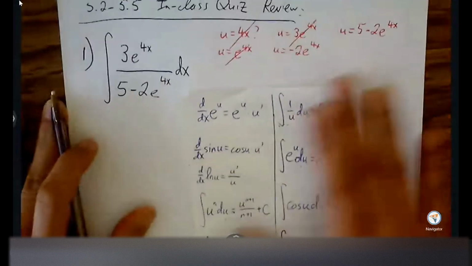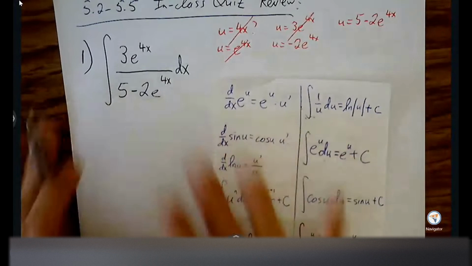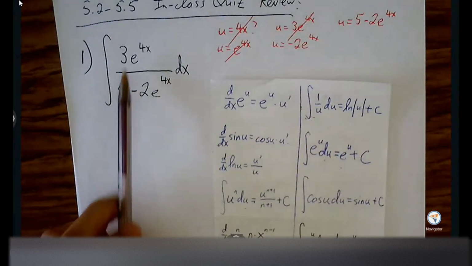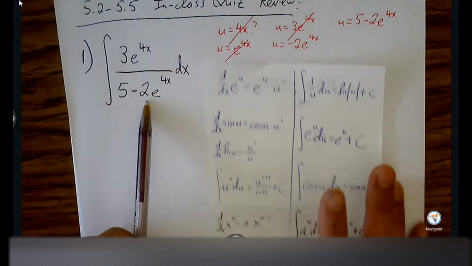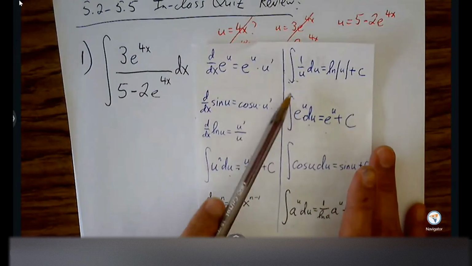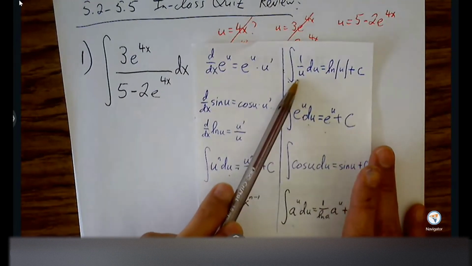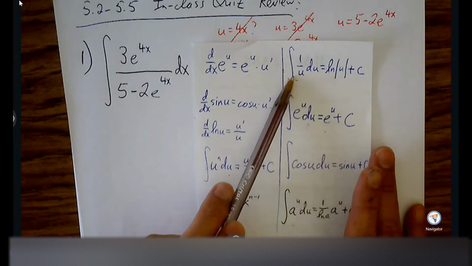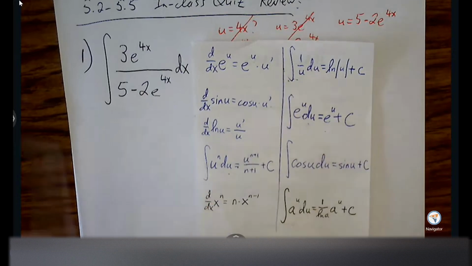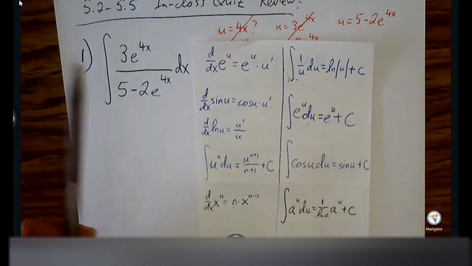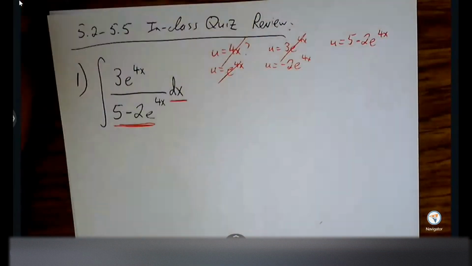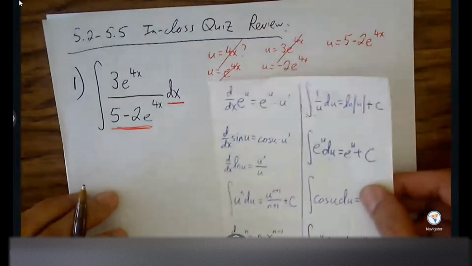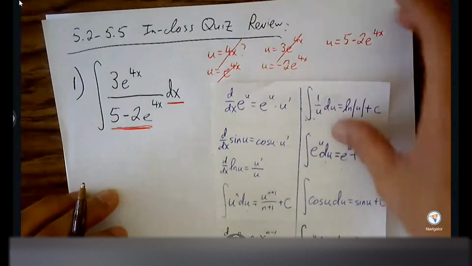-2e to the 4x, that's a little better. But then you're left with something over 5 minus u, and we don't have a rule that can handle a 5 minus u in the denominator. We have 1 over u, but that's all we have. If you have 1 over 1 plus u or 1 over 3 plus u, that's not the same thing. We don't have a rule then. So if we let the entire denominator be the u value, we should be able to make it all the way down to this 1 over u rule. Okay.